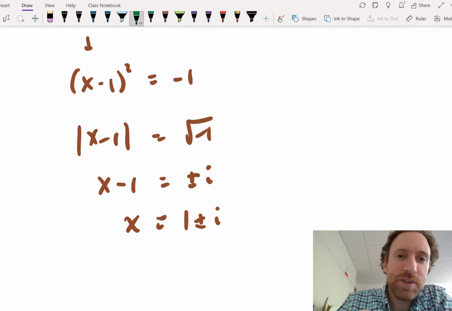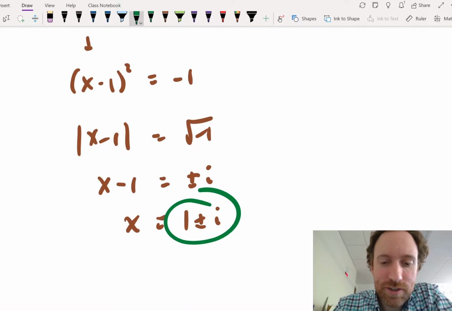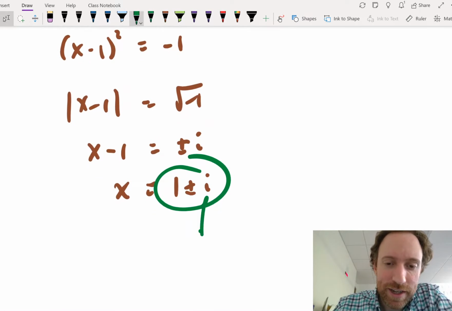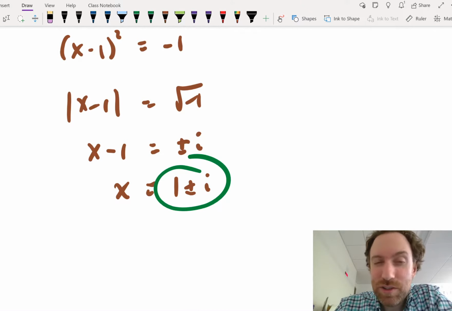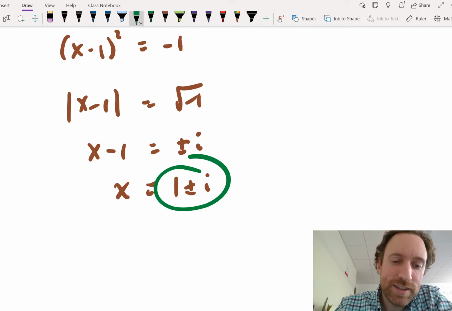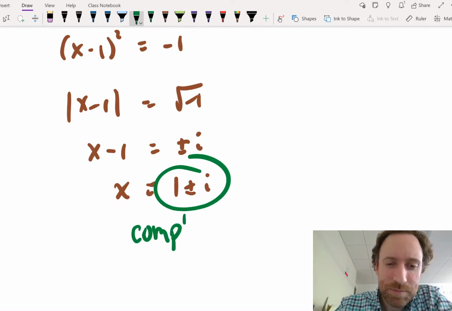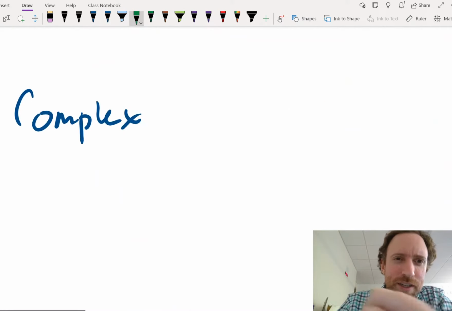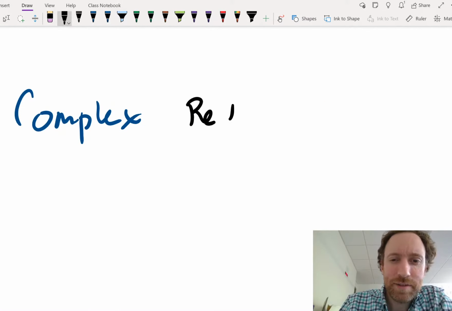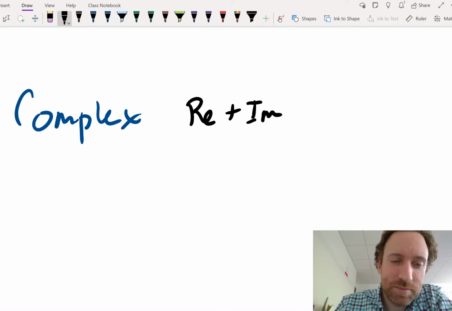Like so. What you'll notice is that these solutions are not real because they have i's in them. They're also not imaginary because they have a real number there. They're not a multiple of i. These are neither real nor imaginary, or both, depending on how you want to think about it. These numbers are complex. Complex does not mean complicated. It means real plus imaginary. It's as simple as that.